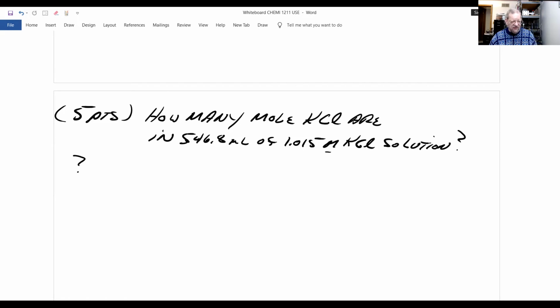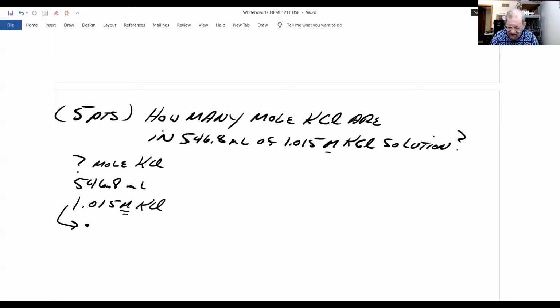So what are we being asked to find? Moles of potassium chloride, KCl. What are we given? We have 546.8 milliliters of solution, and we have this number. And as soon as I see the capital M, I know that's molarity. And what does that mean? I'm going to give you 10 seconds to figure out what you should write there. Go.